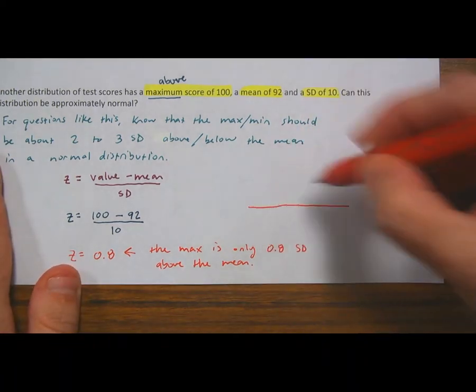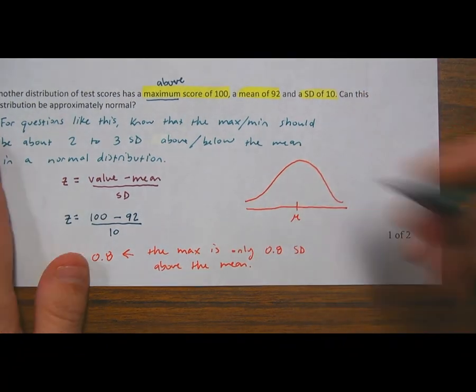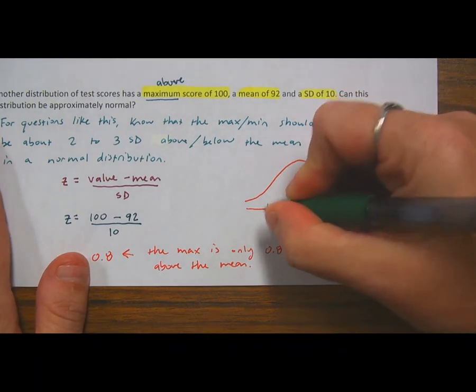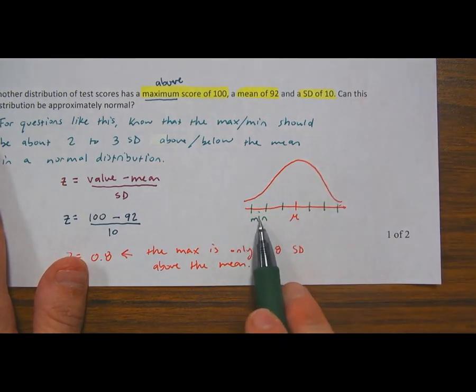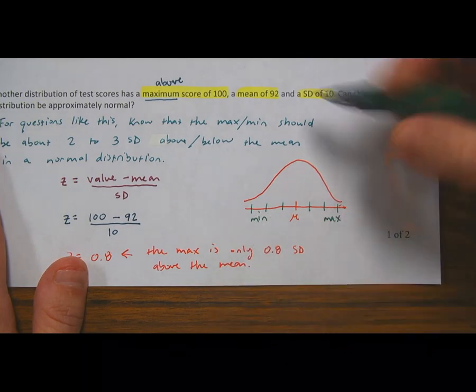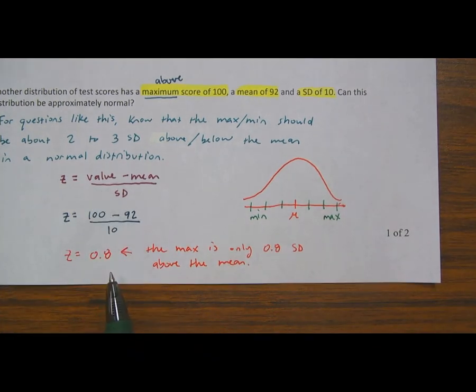If you are a visual person, for normal distributions we always go 1, 2, 3 standard deviations to the left and to the right. Your minimum value should be somewhere right in here, that many standard deviations below the mean, and your maximum value should be somewhere right in here. If it's wildly different than that, then you have the math to back it up, and you could say, no, this is not approximately normal, because the maximum score is only 0.8 standard deviations above the mean, and it should be 2 to 3 standard deviations above the mean.